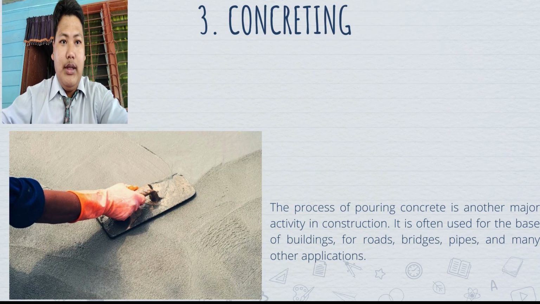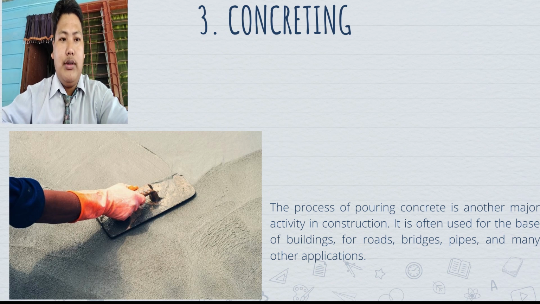The third activity is concreting. The process of pouring concrete is another major activity in construction. It is often used for the base of buildings, for roads, bridges, pipes, and many other applications. One of the reasons it is so popular in the construction industry is that concrete is easy to make in large quantity, and it changes state so that it's easy to work with and manipulate.